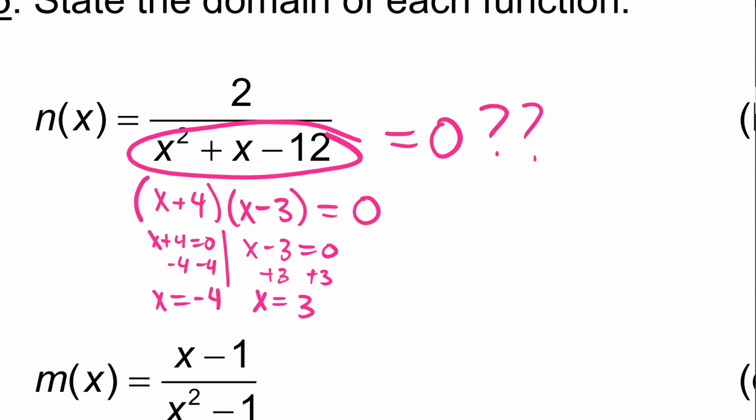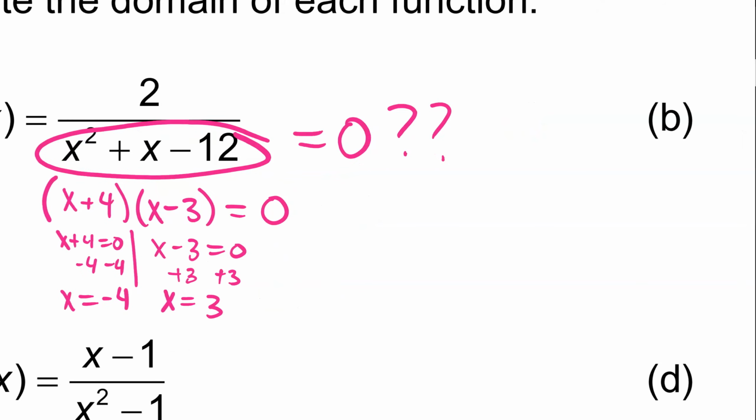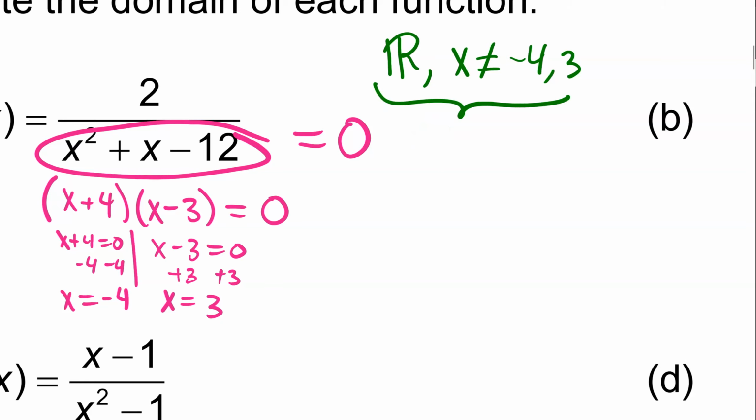So one way you could do this is you could say all real numbers, but x cannot equal -4 and 3. That's nice and dandy, but we want it in interval notation. How do I write this in interval notation? That's a better question. How would I write this in interval notation? Ariella. So I don't want it in set notation. I want it in interval.